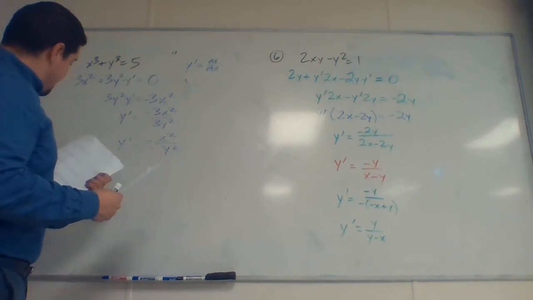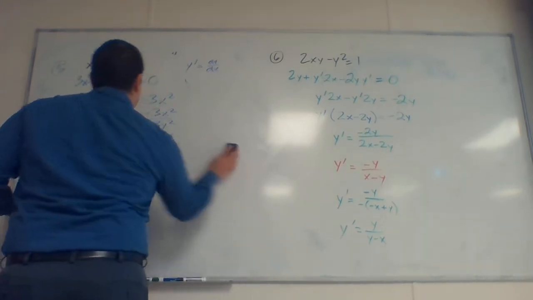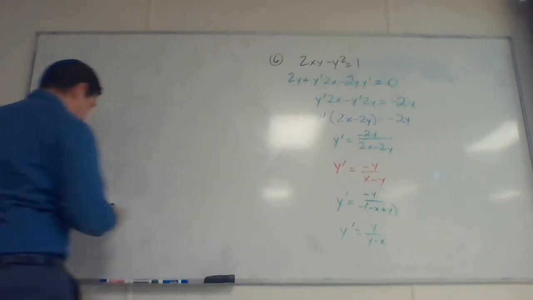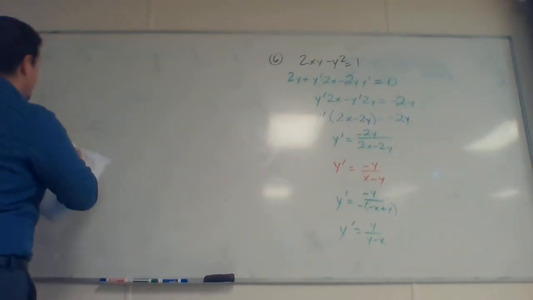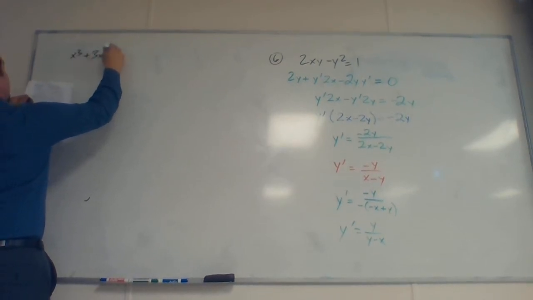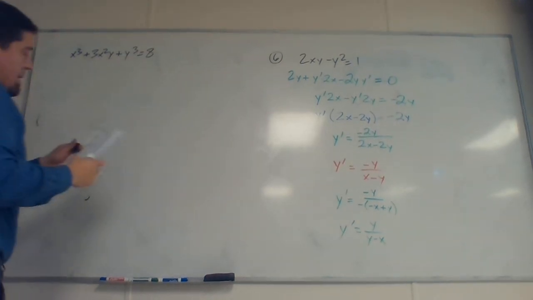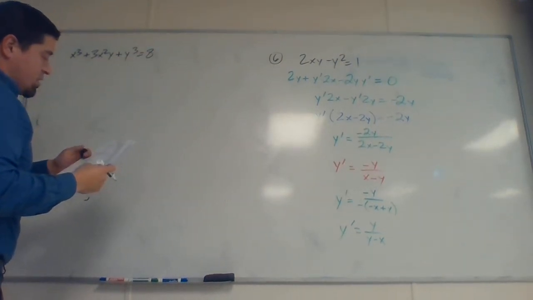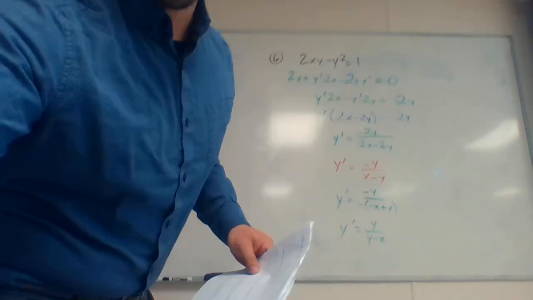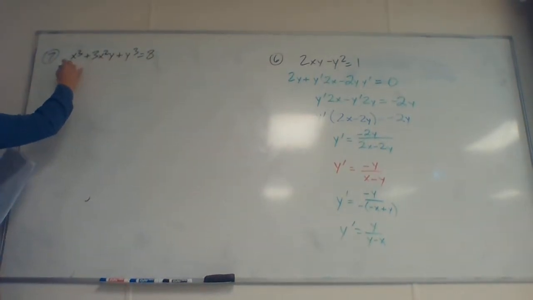Okay, let's move on. Number 7, we have implicit differentiation. This one says x cubed plus 3x squared times y plus y cubed equals 8. Let me try it. Go ahead.